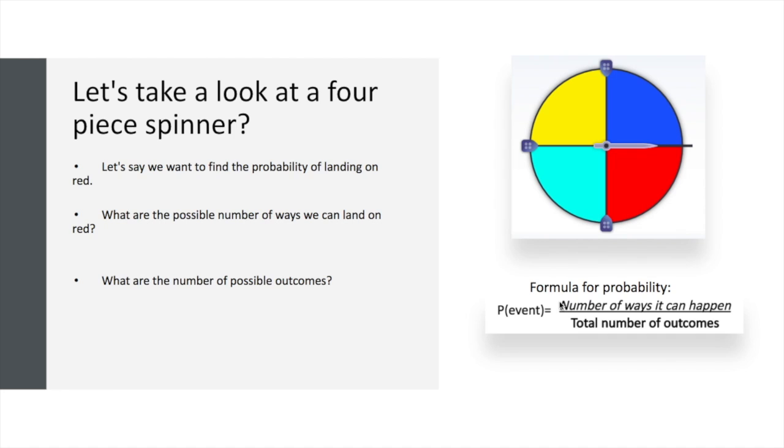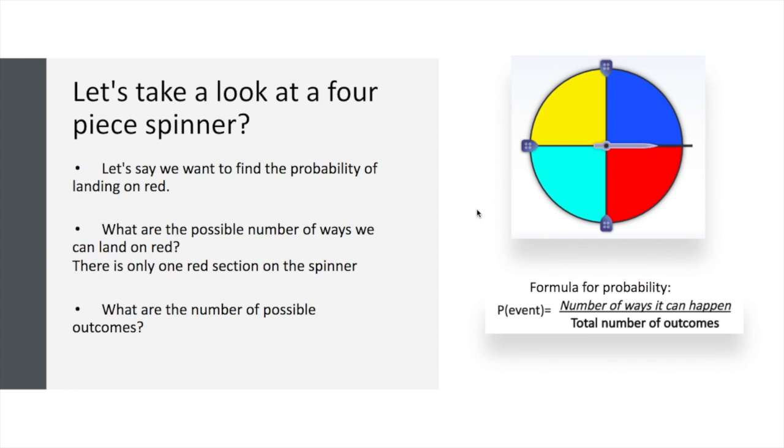So let's take a look at a four-piece spinner to explore what theoretical probability is. So here's our four-piece spinner here. It's got four sections with four colors. You could also have a spinner that has numbers on the inside or other pieces of information. So let's say that we wanted to find the probability of landing on red. We first need to think about what are the numbers of ways landing on red could happen. So there's only one red section of the spinner, so there's only one way that landing on red can happen.